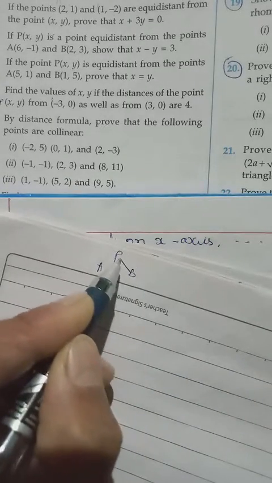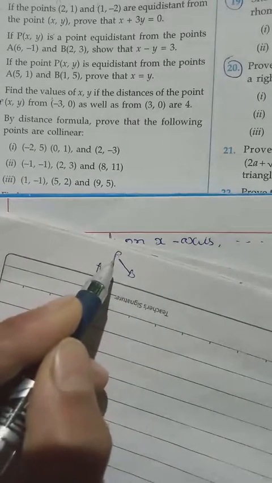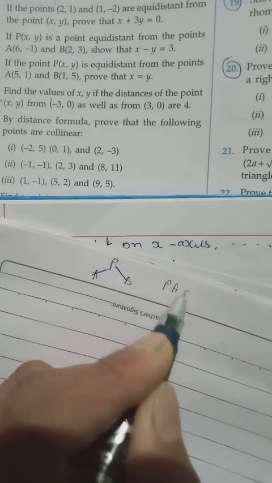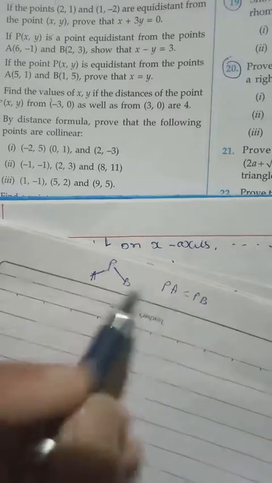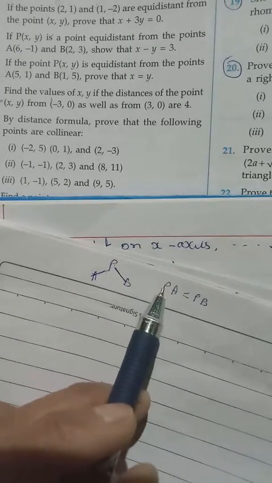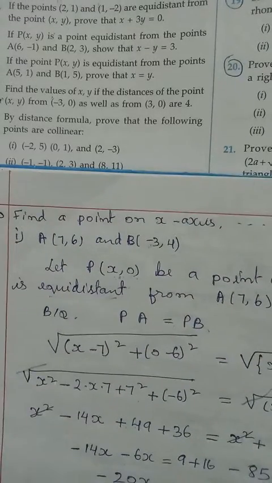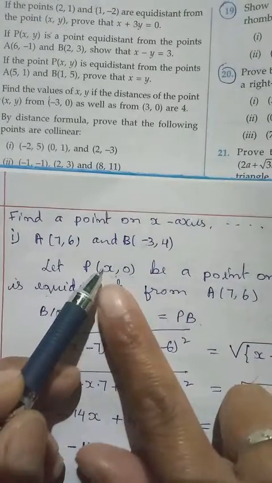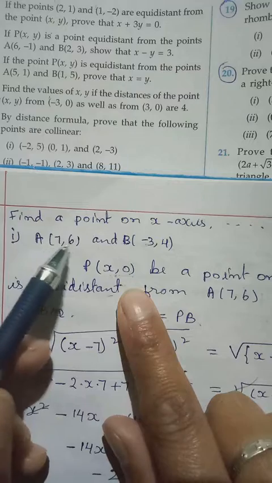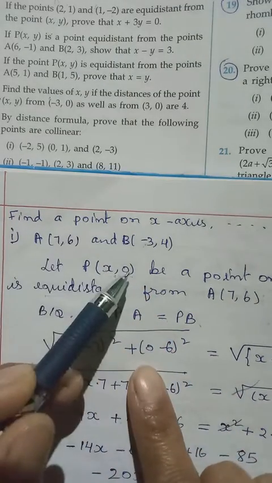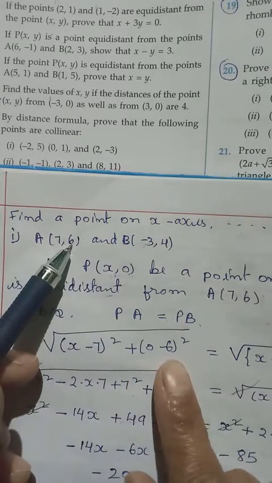So that means the distance between P and A and P and B is the same. So in that case we can write PA equal to PB. So we can apply a distance formula between P and A, between P and B. Okay, so here we have P xy, here also xy. So x minus 7 whole square, then 0 minus 6 whole square.